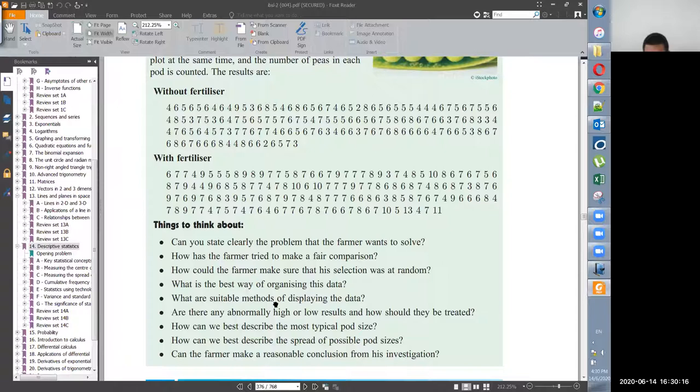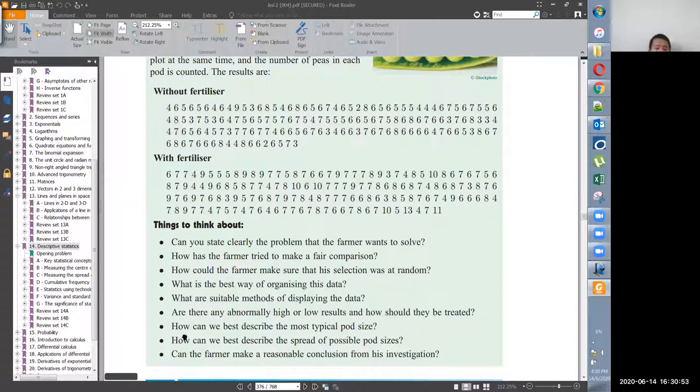And what are the best methods to display? You can make use of a bar chart, a pie chart, and a histogram. So there are many ways. And are there any abnormally high or low results, and how should they be treated? Those abnormally high or abnormally low results sometimes might be outliers. So how should we treat those data points? Do we ignore them or do we consider them?